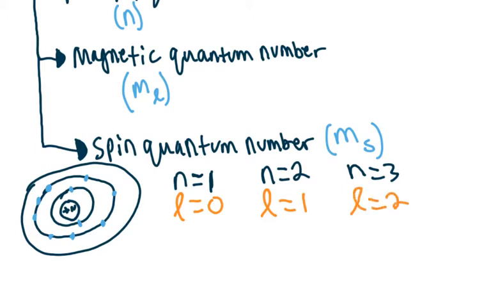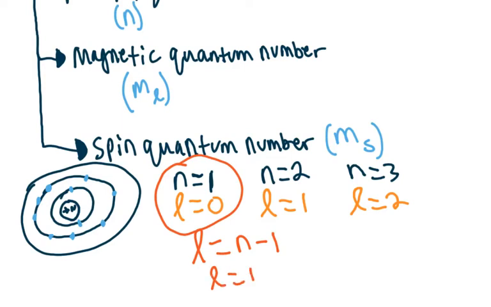So what's the relationship here? We see that our L, or our azimuthal quantum number, is equal to n minus 1. Because if we see this relationship here, our L is equal to 1 minus 1, which is our principal quantum number minus 1, is equal to 0, and that's what it is.